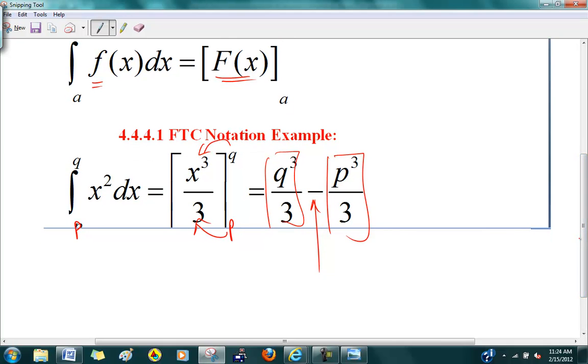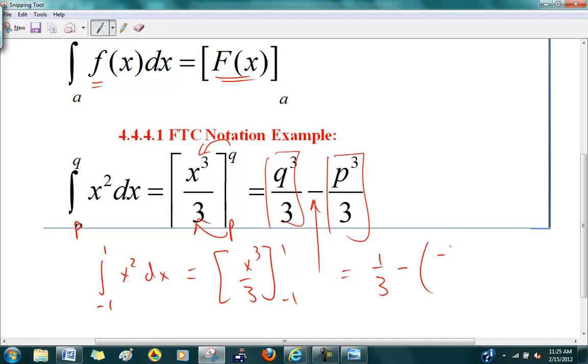So if instead of p and q you had numbers, let's say you had minus 1 to 1, and you had x squared dx, then this would turn out to be x cubed over 3 from minus 1 to 1. If you plug in 1, you get 1/3. Minus, you plug in -1, so you get -1/3. So this would give you 2/3. Okay. So all I'm doing is really a definite integral here.